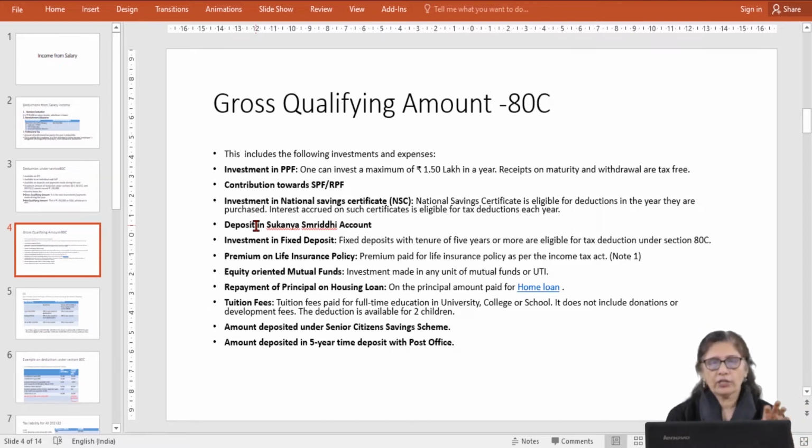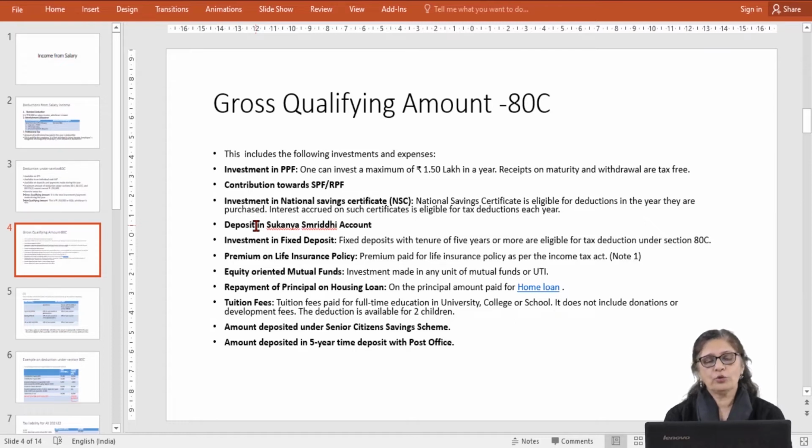Now, let's say you have bought NSCs for 10,000. You will get deduction for 10,000. But in the next year, when interest accrues on that, let's say interest is at the rate of 7%, let's say 700. That 700 will be treated at two places. One, that interest would be treated as your income from other sources. And two, that interest is deemed to be reinvested for the purpose of 80C.